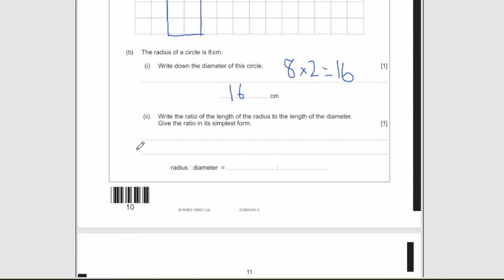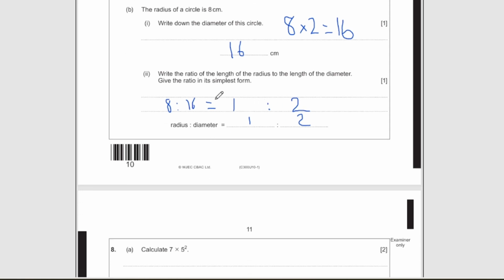Write down the ratio of the length of the radius to the length of the diameter in its simplest form. So the ratio is the radius to the diameter. The radius is 8. The diameter is 16. We need to simplify this. Now, you could divide by 2, divide by 2, divide by 2, or you could just divide by 8. If we divide both by 8, we end up with 1 to 2. So our answer, 1 to 2, is what we get. I don't know why I've drawn that so far apart, but hopefully you can see that that's the ratio, 1 to 2.